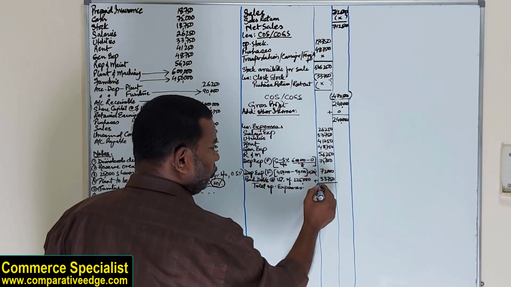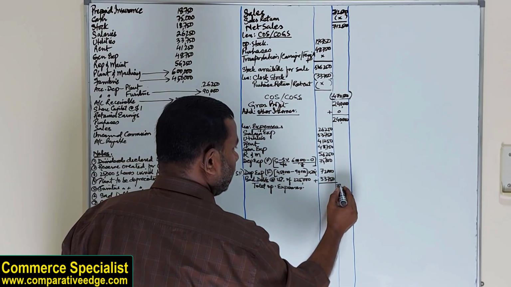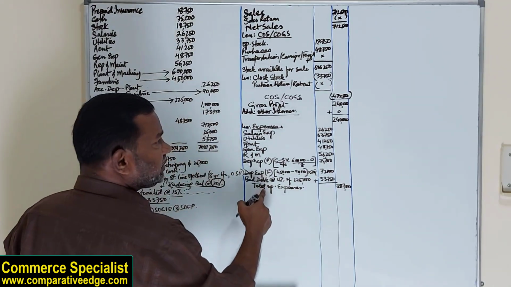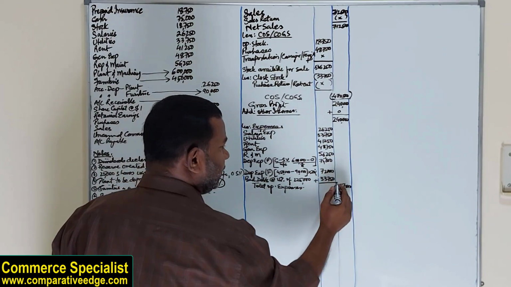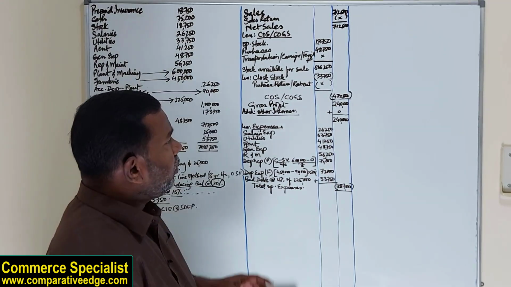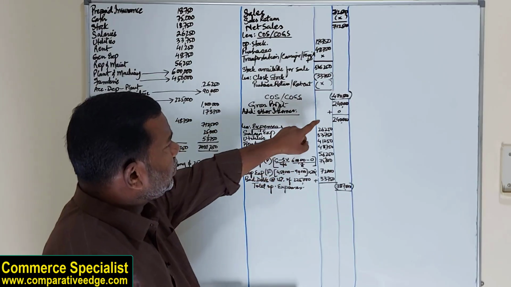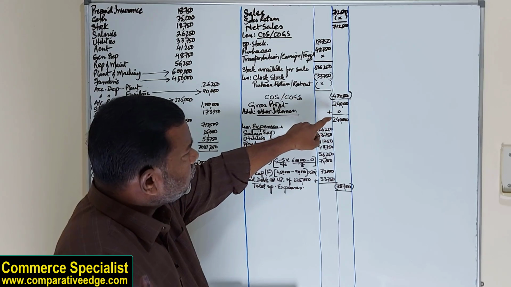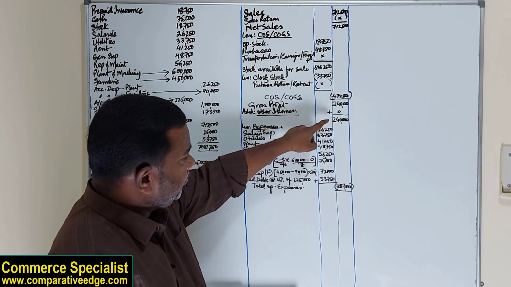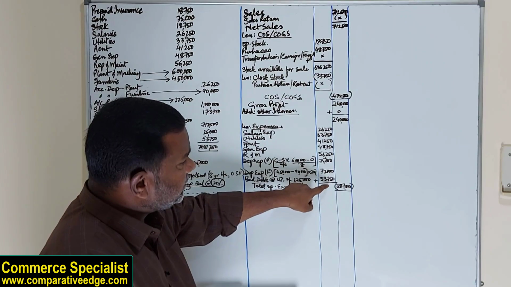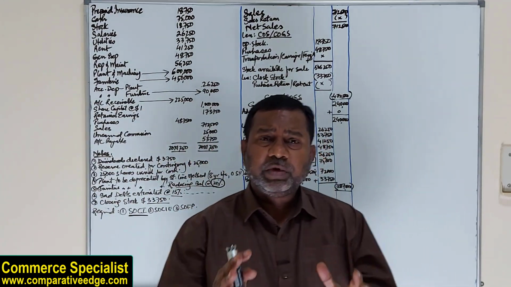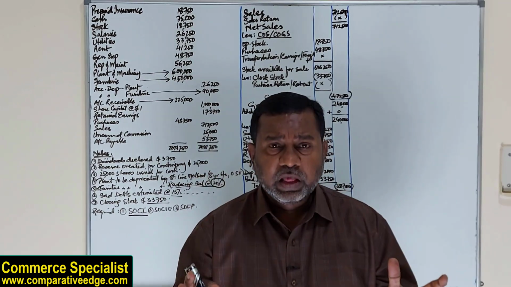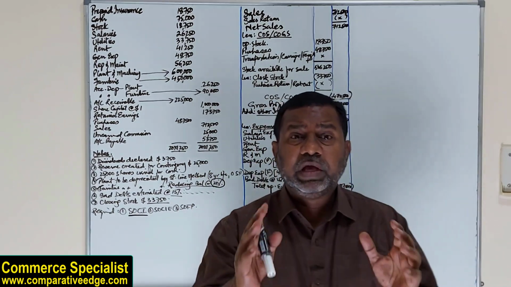When we add all this, we get 387,000. These operating expenses are to be subtracted from your gross profit. Now, I want you to pay attention. Your gross profit after adding other income is 240,000, but your expenses are 387,000. So what is happening? Your gross profit is less and your operating expenses are more. In that case, you will end up making a loss.